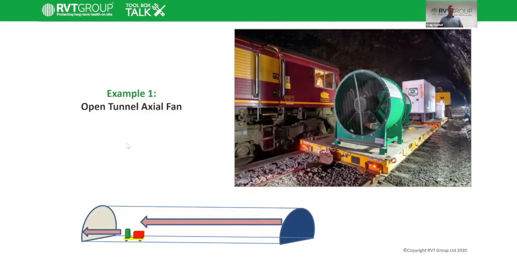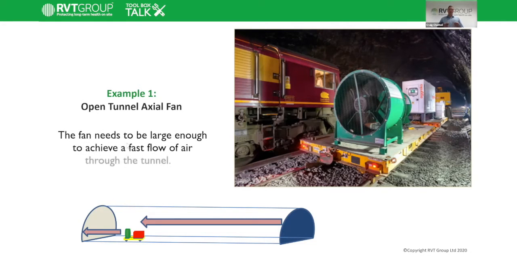The most basic and quite common way of ventilating an open tunnel is to have a large axial fan sat within the tunnel, as the picture shows there on an RRV trailer, or some way of getting the fan into the tunnel environment. The important thing, if you're going to ventilate a tunnel in this way, is that the fan needs to be large enough and move enough air so that you're getting a fast flow of air through the tunnel rather than just recirculating the air within the tunnel environment.